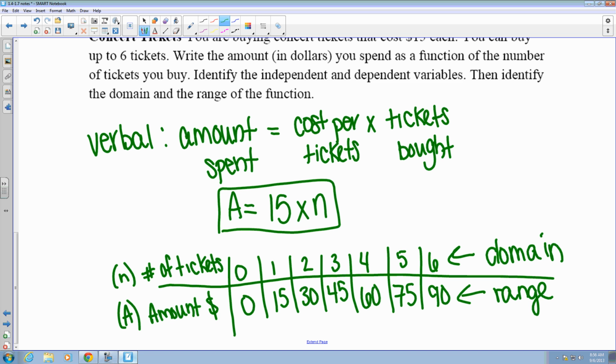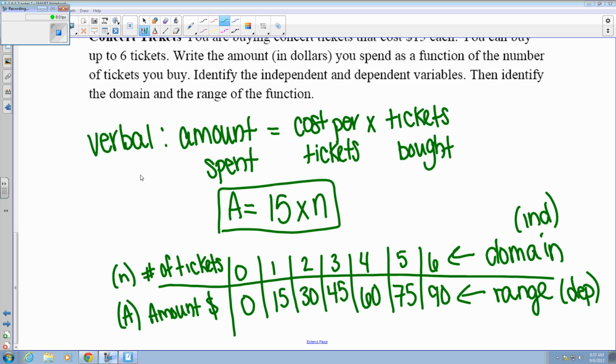So which one of these is our independent and dependent variables? Domain is independent, range is dependent. And now we have answered all the questions. And that was the section on functions.